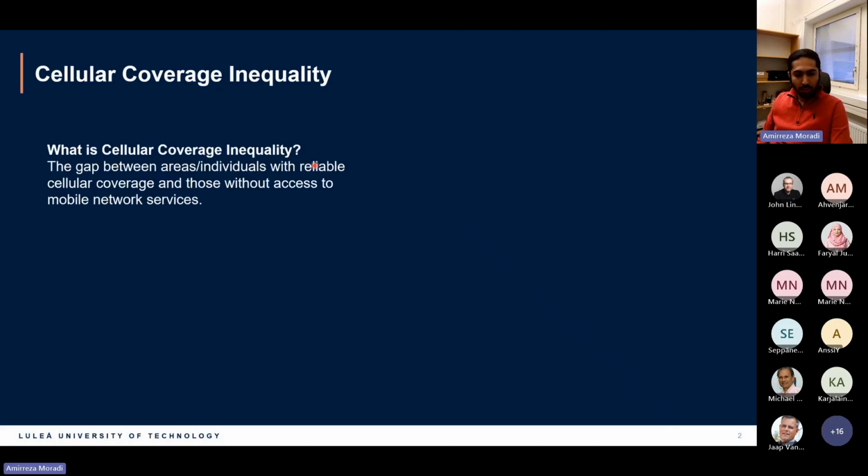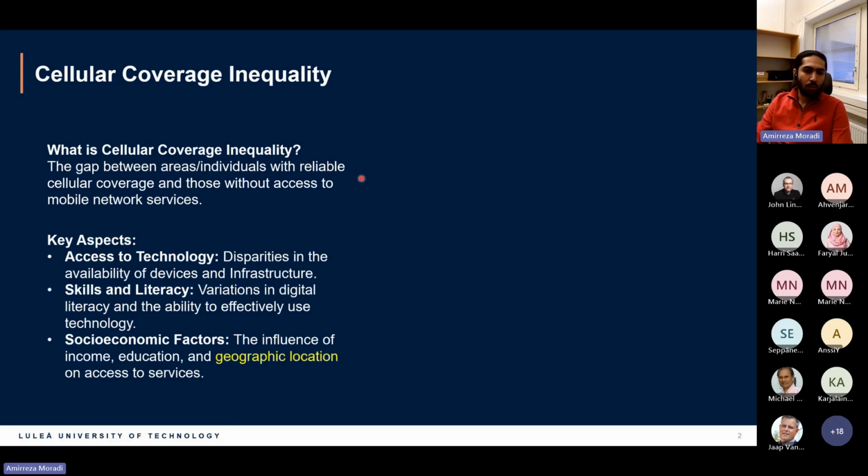With increasing dependency on cellular networks, there are still people or areas that do not have access to cellular networks. The gap between areas or individuals with access to reliable cellular coverage and those without access is called cellular coverage inequality. It can be due to many reasons, like lack of infrastructure. It can have something to do with the attitude of the people, or with the income and education of the people, or it can be due to geographical aspects, like rural areas or remote areas.